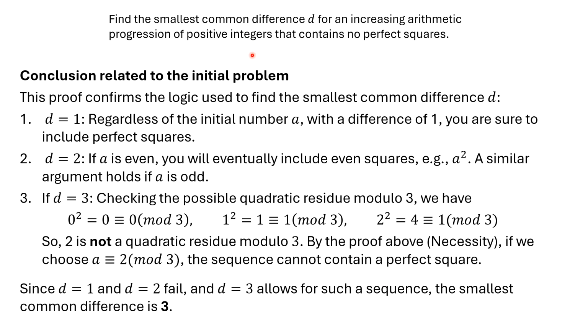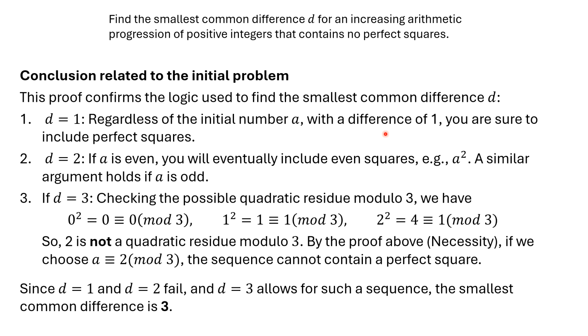So let's look at the solution to our problem. Just to remind us, the problem is restated here. Find the smallest common difference d for an increasing arithmetic progression of positive integers that contains no perfect squares. So we'll take d equals 1 as our first case and check that, and we don't actually need the theorem to check this. For whatever value of a we take, we're going to hit perfect squares because the difference is only 1. So if you took a equals 10, obviously you're going to hit 10 squared.